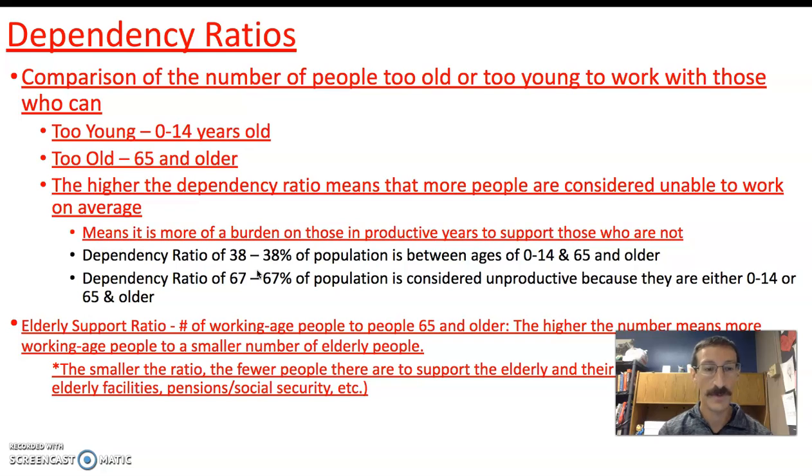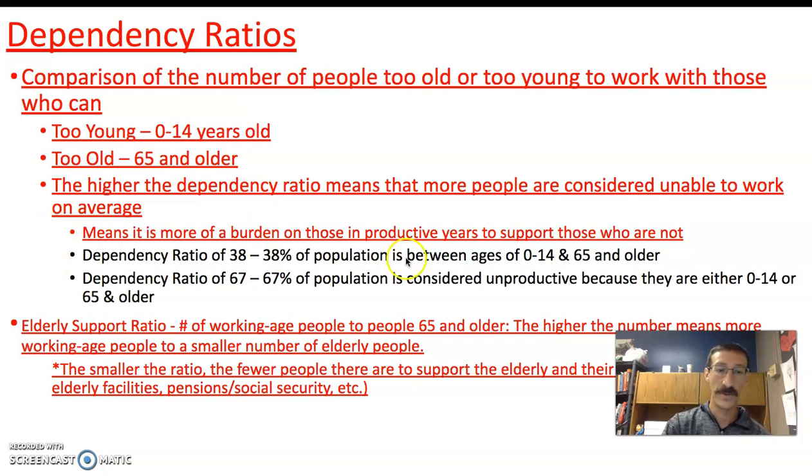So the smaller the ratio means the fewer people there are to actually support the elderly and their services, things like healthcare, elderly facilities, pensions, Social Security money, all right, people that are paying into taxes that go to support the elderly. So you actually want a higher elderly support ratio because it means there's more people considered in that working age compared to people that are 65 or older.